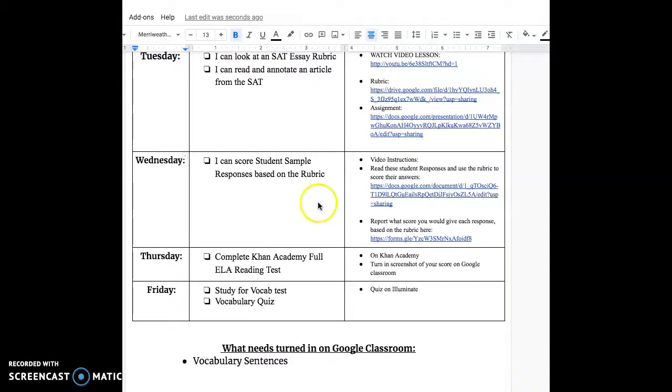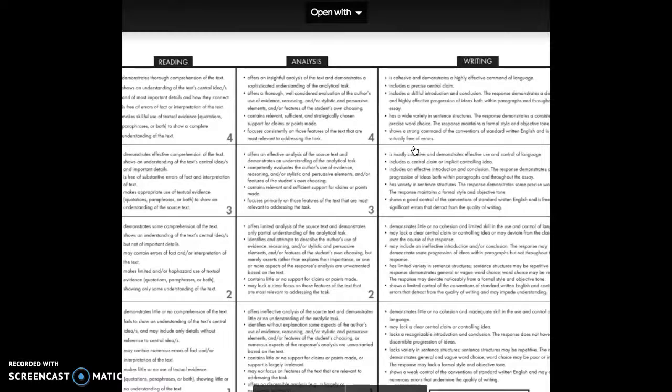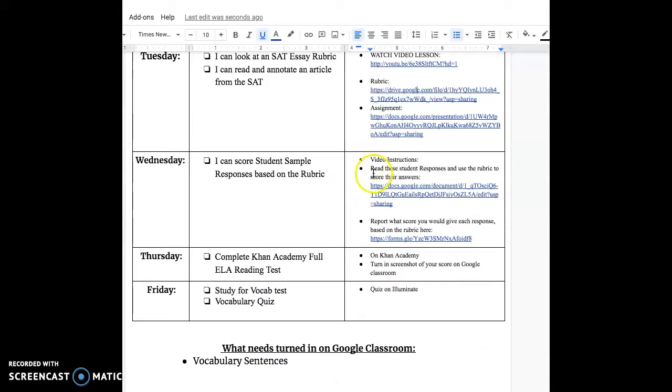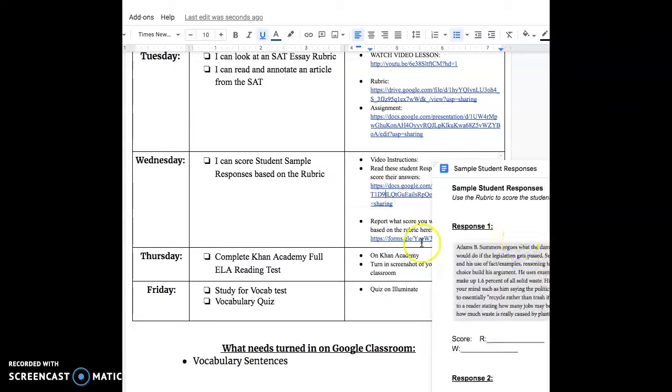Okay, so for today, you are going to think about yesterday's rubric, which is located right here. I would open this up if I were you, so you can have it handy next to you. We have the rubric open, so that way you can take a look at it as you're looking at these student sample essays. So, right here are student sample essays. Sorry, I didn't open all the way.